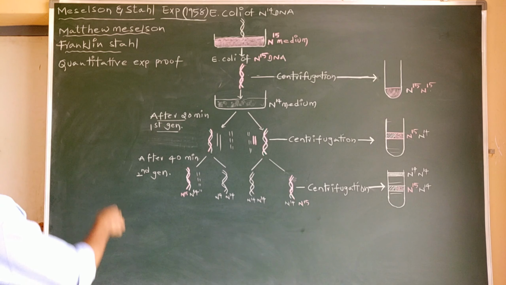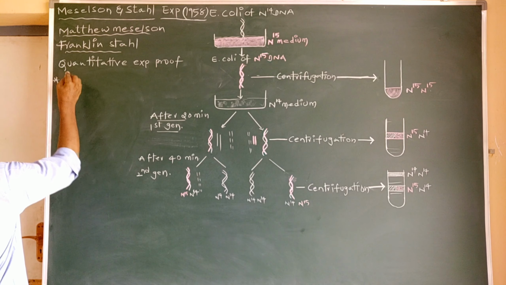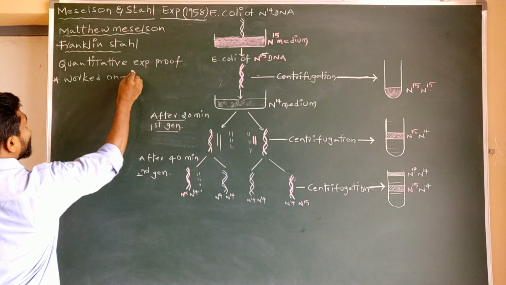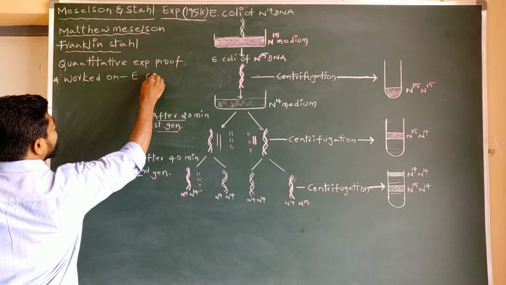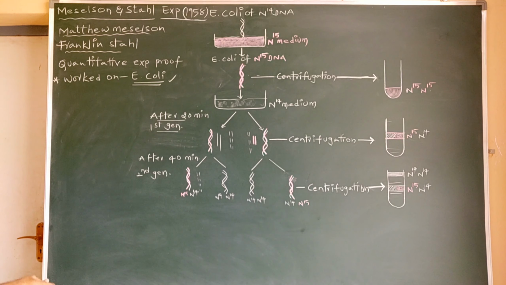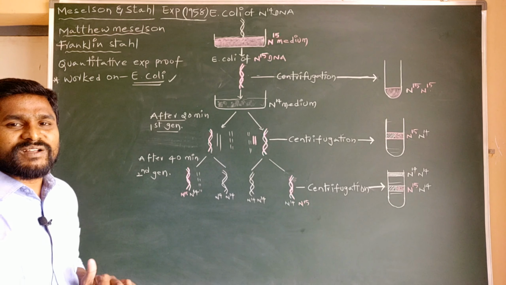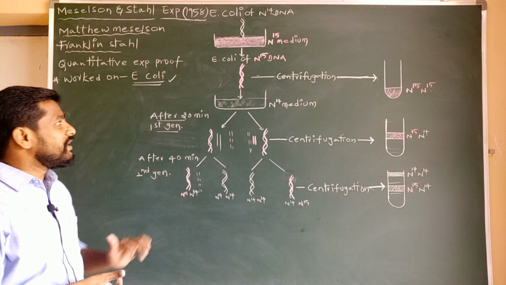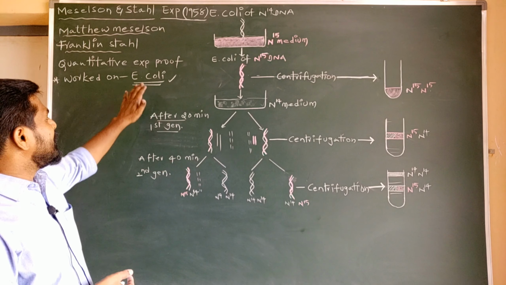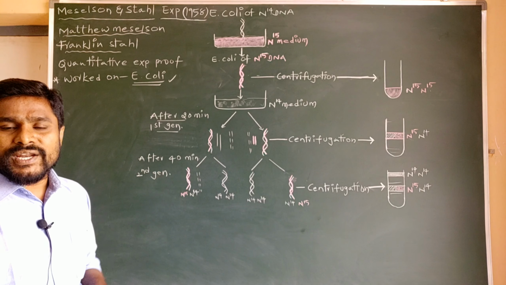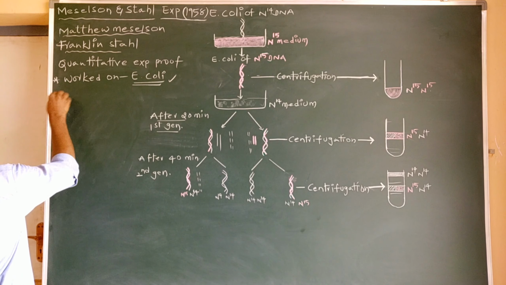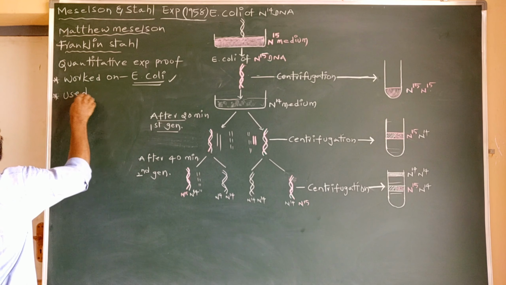And in this experiment, they worked on E. coli cells. Remember, the E. coli cell is a prokaryote. So, to prove that DNA undergoes the semi-conservative model of DNA replication, they used an E. coli cell. What is that? That is a prokaryotic cell. Keep this in mind.